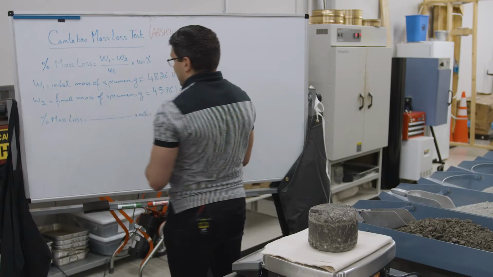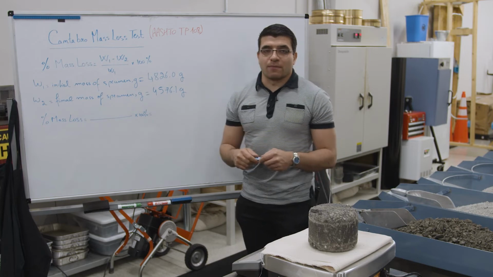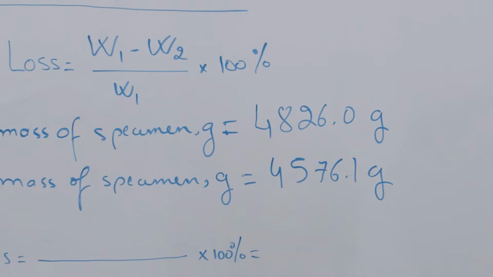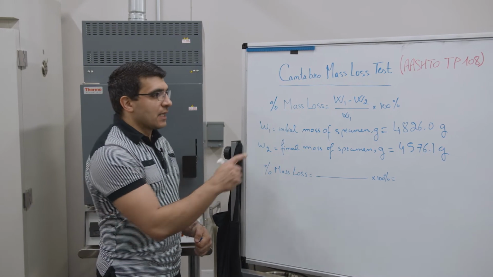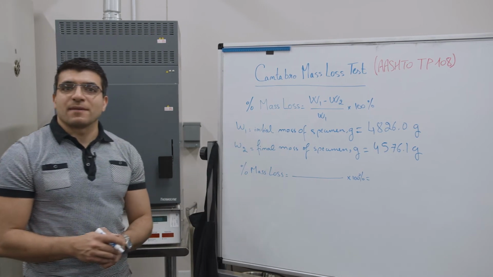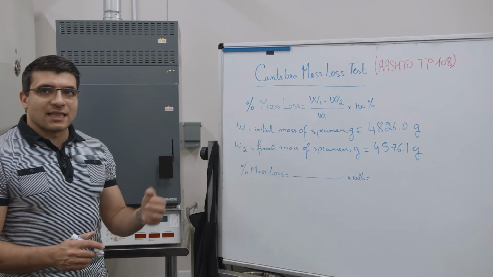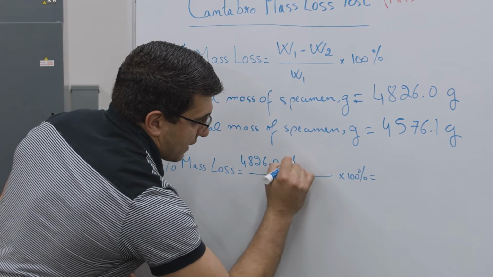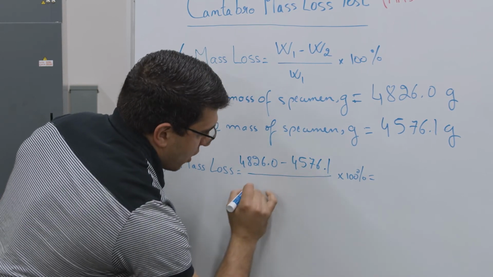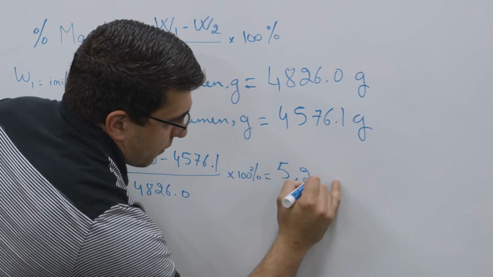And we should expect that the final mass of the specimen after performing the test should be lower than the initial mass of the specimen prior to conducting the test. Once both masses of the specimen are determined, the Cantabro mass loss can be calculated as follows: initial mass of specimen minus final mass of specimen over initial mass of specimen times 100%. In this case, it will be 4826 minus 4576.1 over 4826, which is equal to 5.2%.